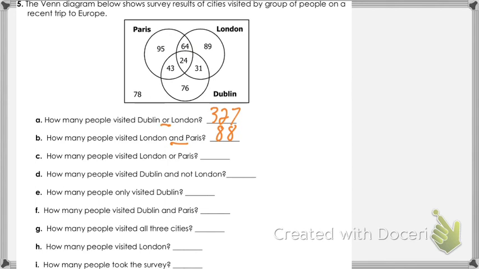Letter C, how many people visited London or Paris? I want the circle of London as well as the circle of Paris, but don't count numbers twice. We don't count 64 and 24 twice, and we end up getting 346.